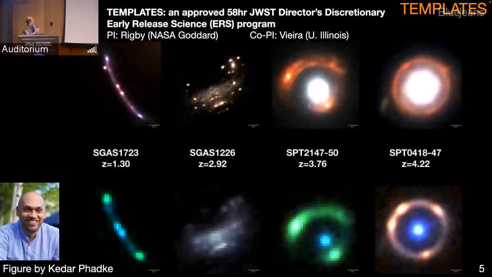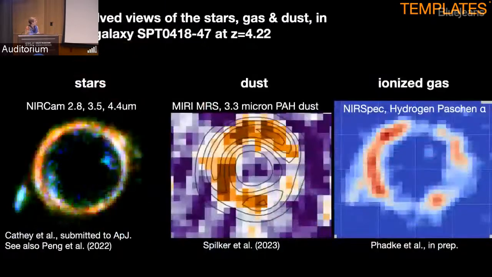Okay, so this is the family portrait of TEMPLATES that one of our fearless colleagues, Kedar Phadke, put together, showing at the top the NIRCam data, and at the bottom the MIRI data for TEMPLATES. These are 4 lens galaxies, redshifts of 1.3 to 4.2. Just to pick on one of those, the highest redshift one, we have a paper that's been submitted on the stars, the continuum from that galaxy, showing that there's this blue companion that is interacting with this large millimeter galaxy, but does not seem to be elevating the star formation. So it's an interesting result.